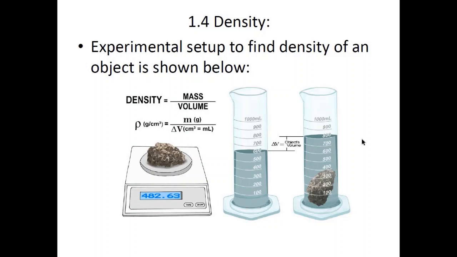Now if you are given one value in grams and the other one in meter cube, then you will have to convert either of them into the appropriate unit. Either you'll have to convert meter into centimeter, or you'll have to convert grams into kilograms. Otherwise the value of density that you calculate would be wrong.